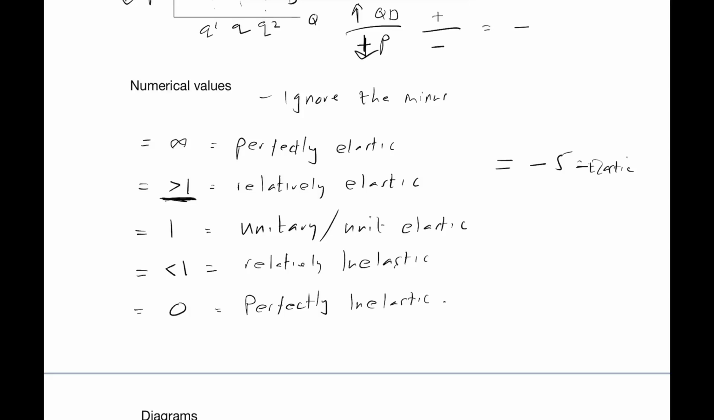Okay, but if the answer to the question in the exam is -0.25, okay, again, we ignore the minus, it's 0.25.